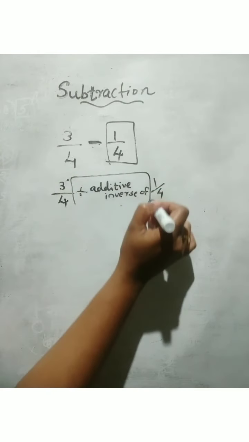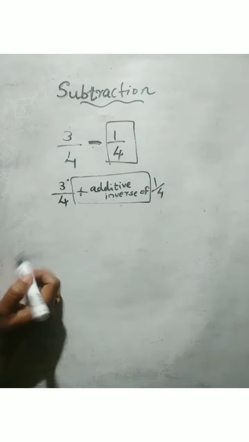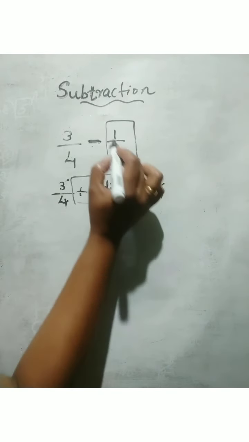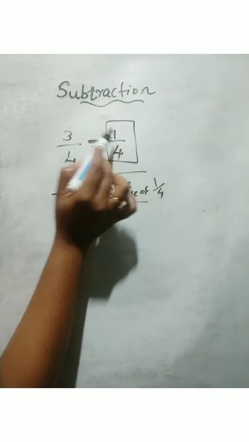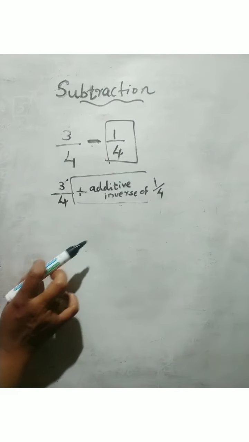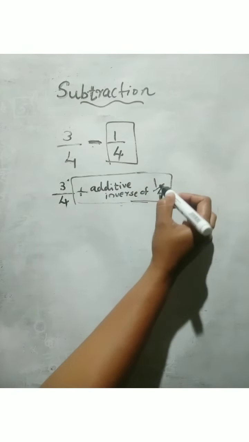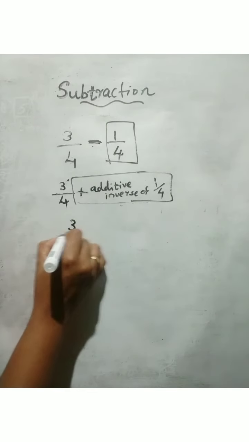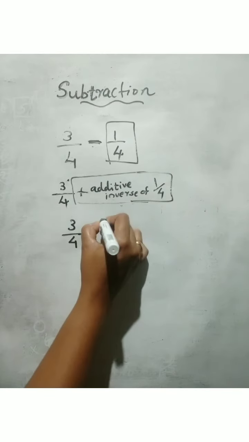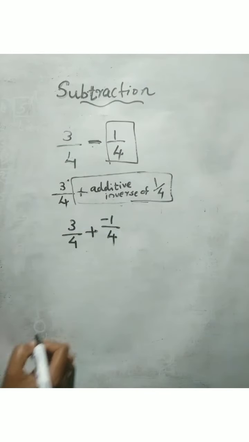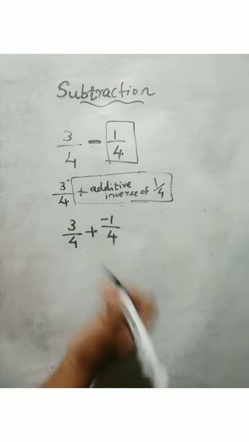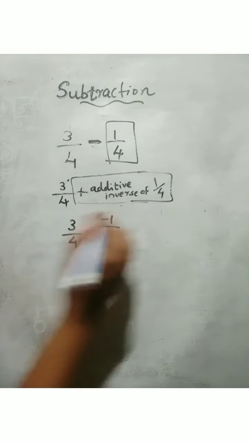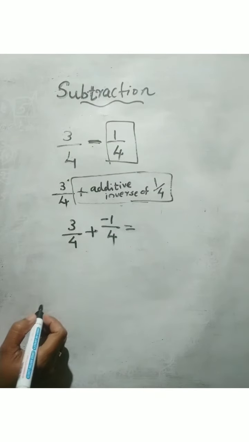Don't consider this minus, okay. That operation will be here. Clear? Then 1 on 4 itself, not negative 1 on 4. Here we have to think positive 1 on 4. Then the additive inverse of positive 1 on 4 will be negative 1 on 4. So 3 on 4 plus negative 1 on 4. Clear now? Then we have to think about the addition of rational numbers. How can we add these two rational numbers?